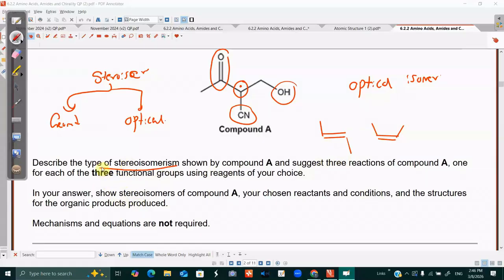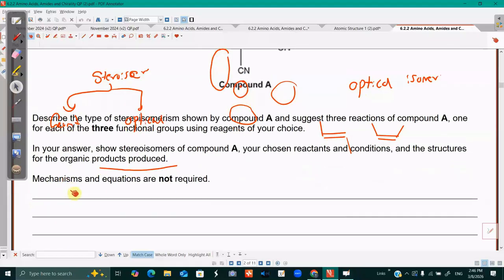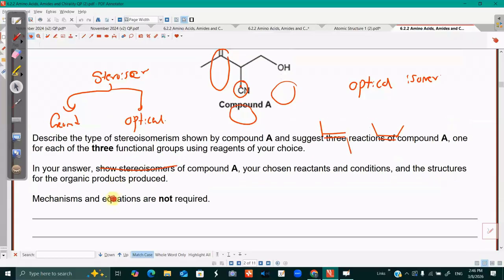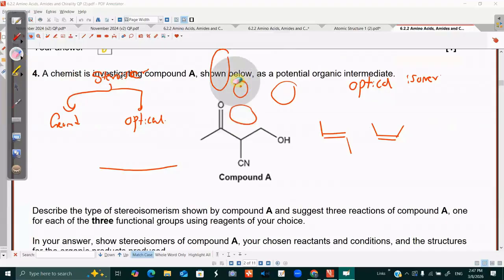Okay, now you have scored another one. You have identified the functional groups: there's a carbonyl carbon, CN and OH. And the next part, what they are asking here: mechanisms and equations are not required, right? So you must mention, for example, the compound is here, right?